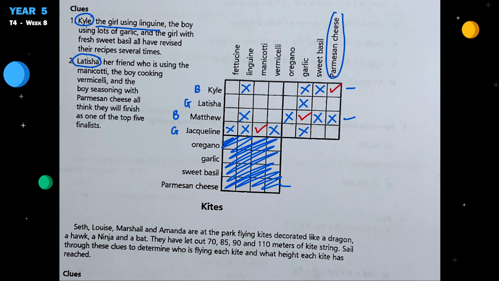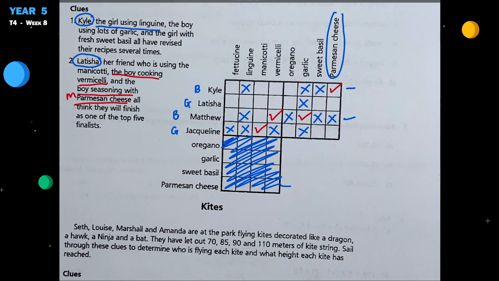The boy seasoning with parmesan cheese must be the last one. And the other boy, the boy cooking with vermicelli, Matthew, must be the one doing vermicelli. So we put a tick there. Now that we've ticked them, we can cross out everything else that's horizontal and vertical to it. So I can cross out all of this, and hopefully that gives me enough information.